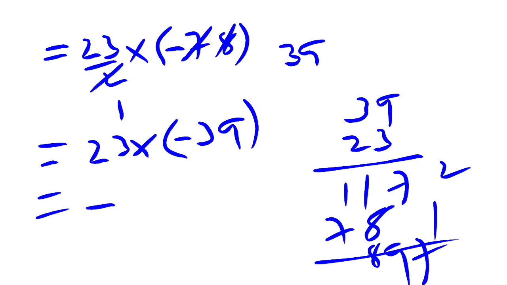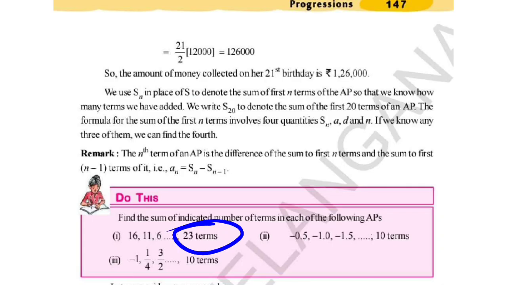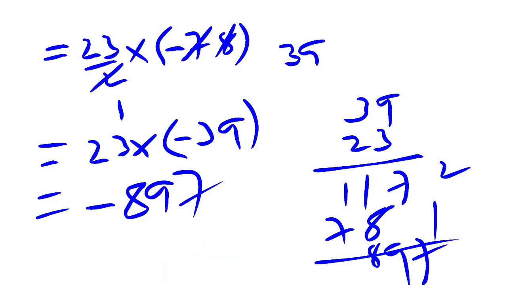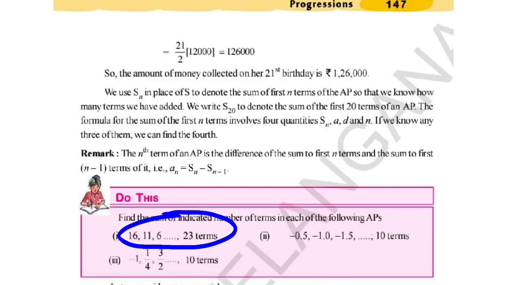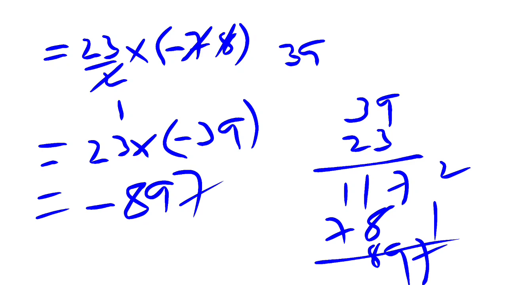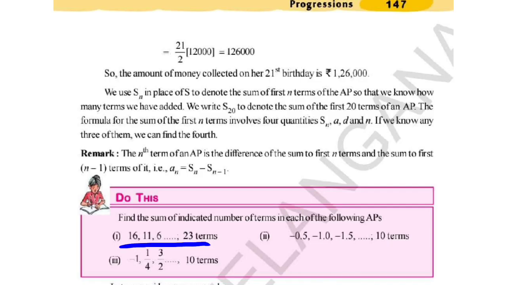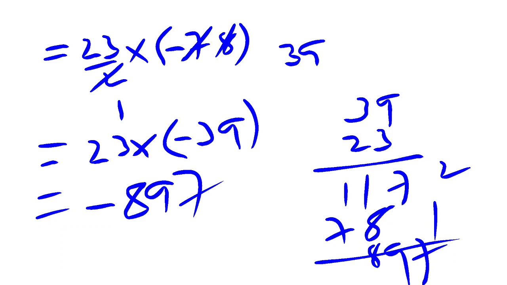So here the answer is minus 897. So finally the sum of first 23 terms of the given AP is minus 897. I think you got one doubt: here the answer is negative. Why? Because if you observe the terms in the AP, it is in descending order, 16, 11, 6, and so on, that means it will go to negative numbers. So when you are adding negative numbers, sometimes you will get a negative answer. That is why the sum of first 23 terms is minus 897.